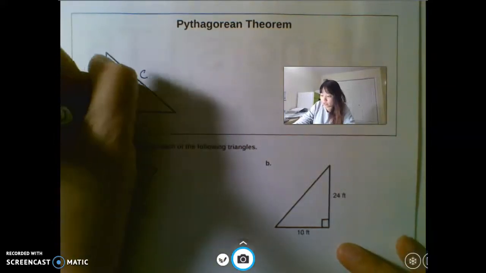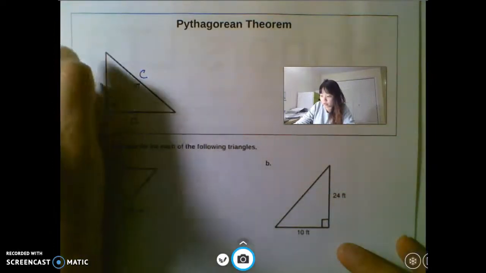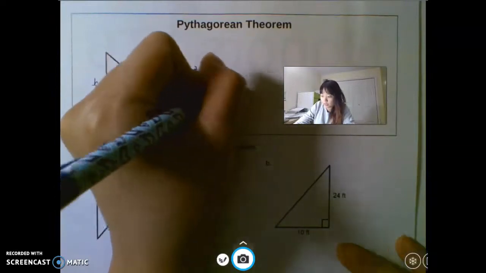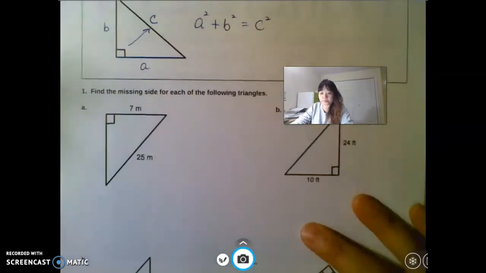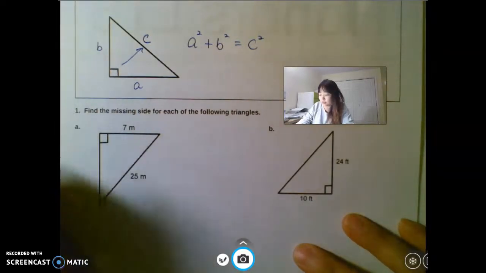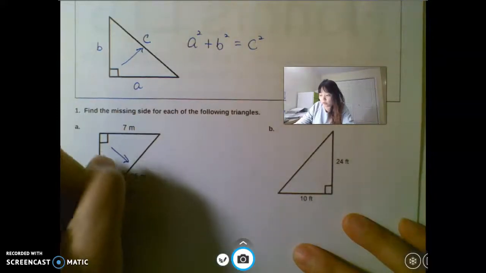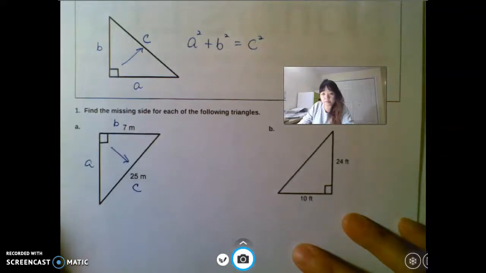The hypotenuse is the longest side, across from the 90 degrees, that's C, right? And the other two are A and B, doesn't matter which. So of course, the Pythagorean theorem says A squared plus B squared is equal to C squared, the longest side squared. Find the missing sides. First thing you do is label the triangle. I always start with C and then A and B, doesn't matter how you put A and B.